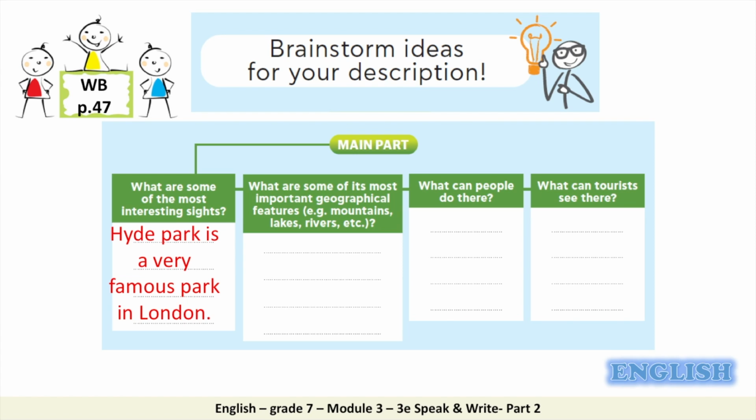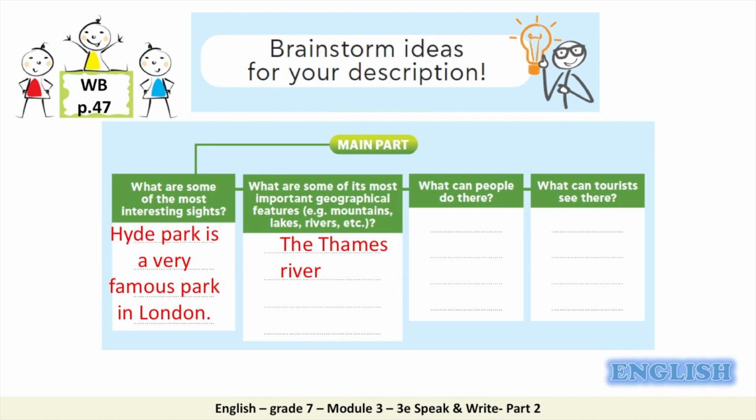Next, what are some of its most important geographical features, like mountains, lakes, rivers, etc.? You could mention a well-known mountain or lake or river, like the Thames River. You could also write that there are no mountains or lakes or rivers in your city. Make sure that you research information about your city very well while brainstorming ideas.